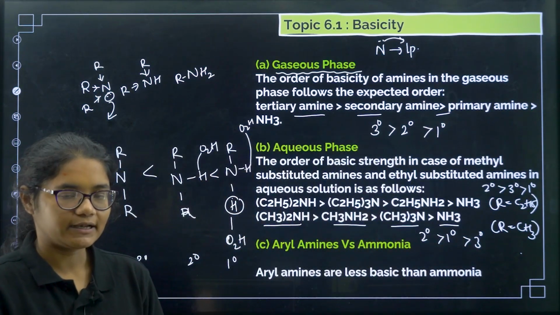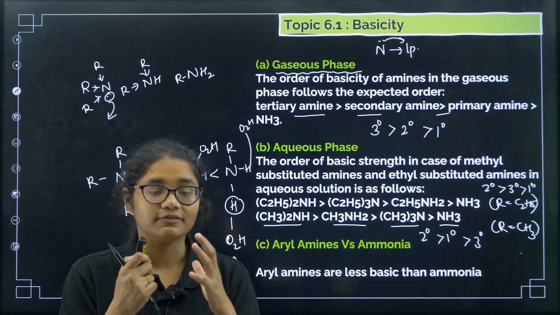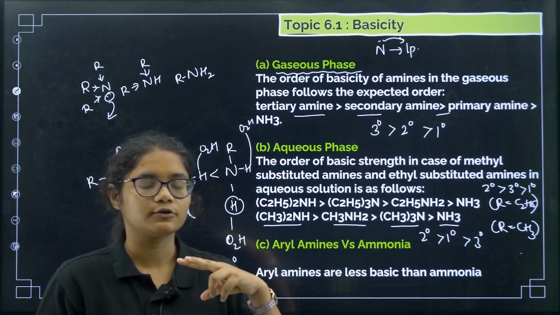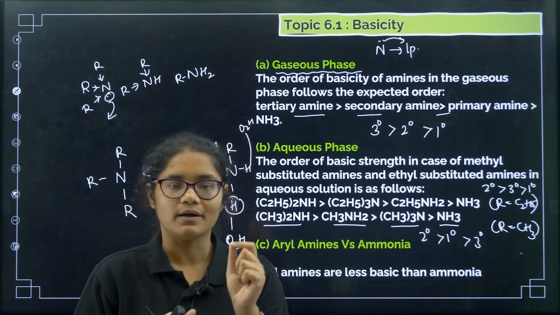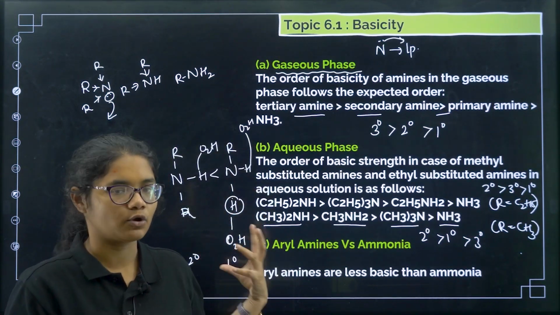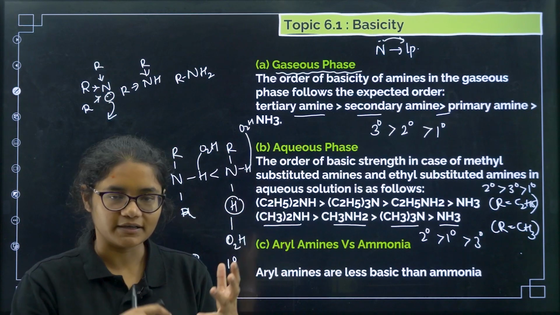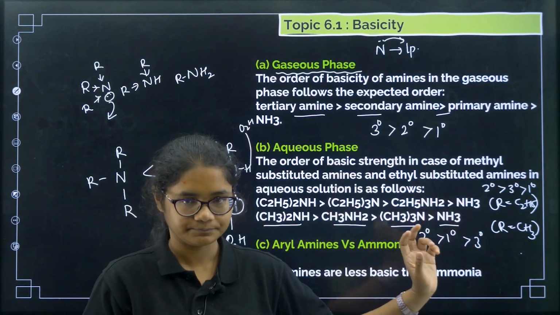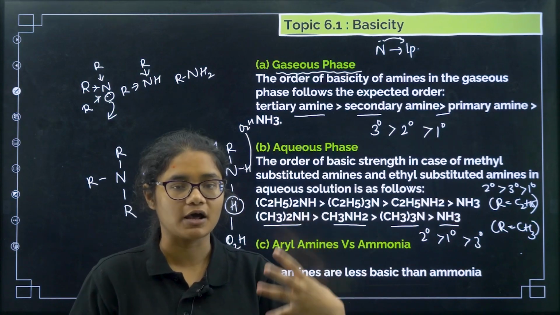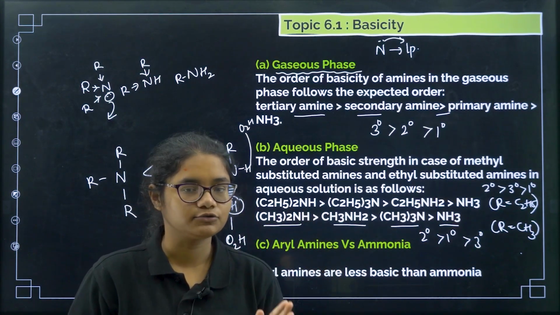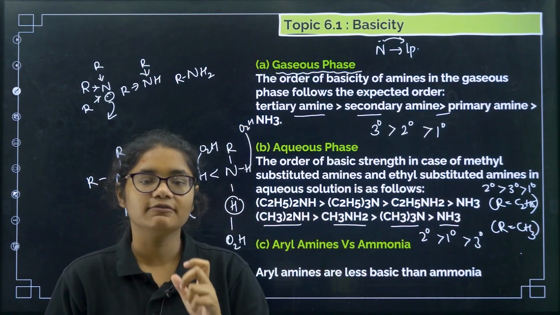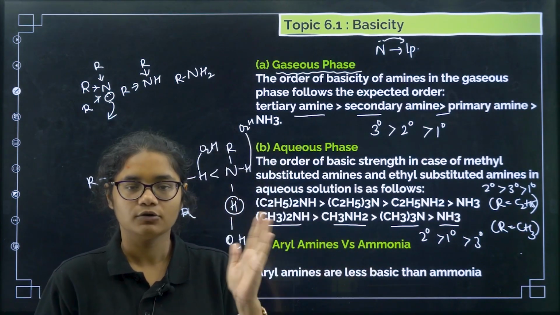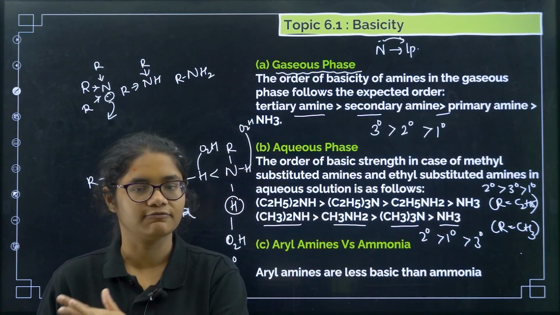Clear? Once again, if the amines are taken in the aqueous phase, there are 2 determining factors: one is the inductive effect and the other is the solvation effect. Because of the mixture of these 2 effects, we find the order: for ethyl amines it is 2 degree, 3 degree, 1 degree, and for methyl amines it is 2 degree, 1 degree, 3 degree. So 2, 3, 1 for ethyl, 2, 1, 3 for methyl.